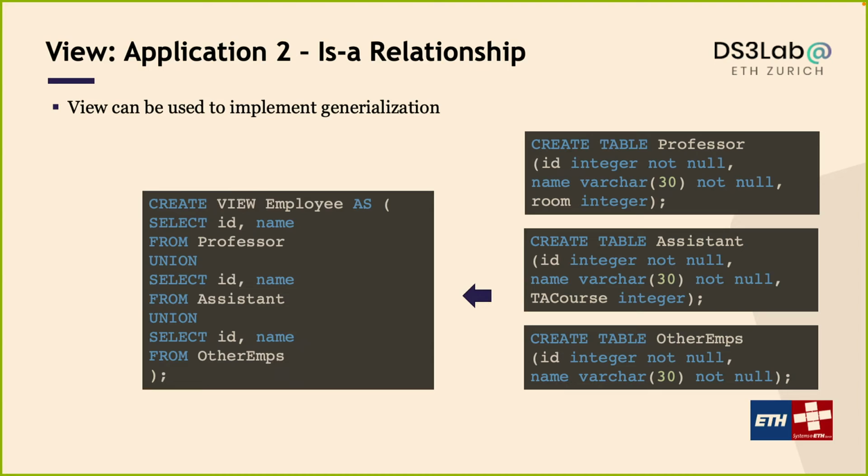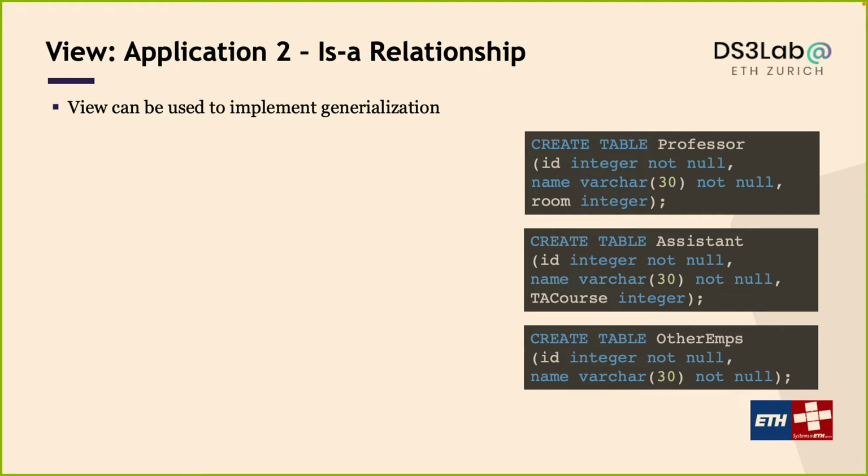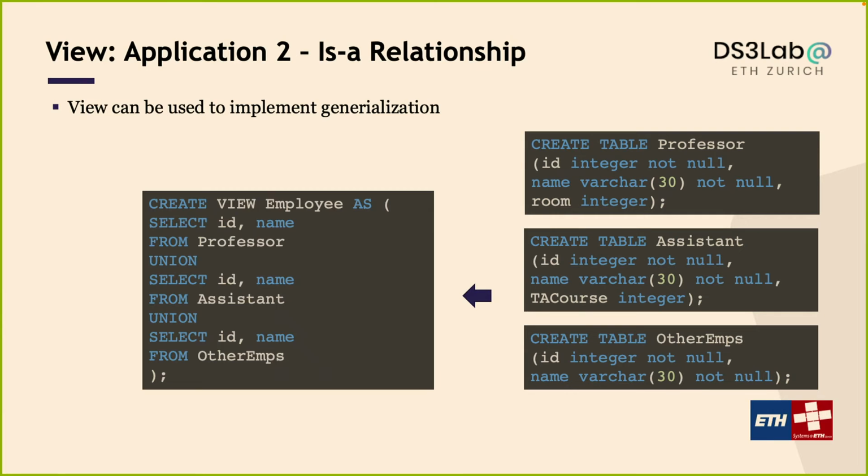So in this case, you can just query professor. What if you want assistant? You can just query assistant. What if you want to query the employee relation? You can do a union between these three relations, which gives you this employee view, which contains the same information as we would have in the previous slides about all the employees.